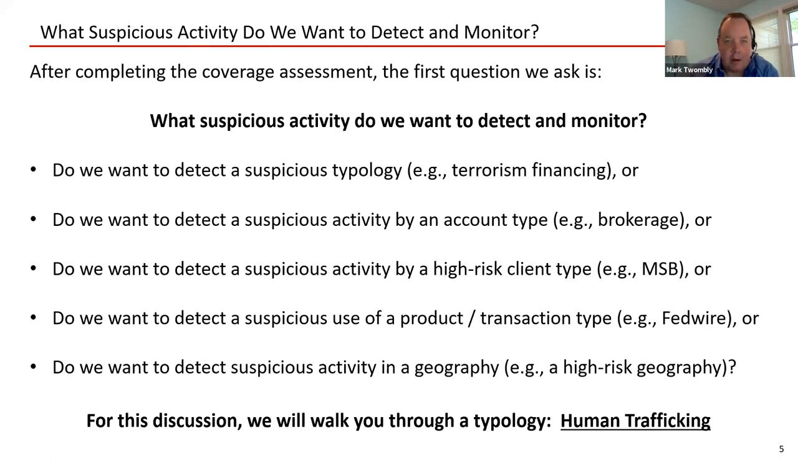So that's what we're talking about when we say, what type of suspicious activity do we want to detect and monitor for? For the sake of this discussion, we're going to just walk you through a typology, human trafficking, that I'm sure many of you have probably encountered at your own financial institutions.